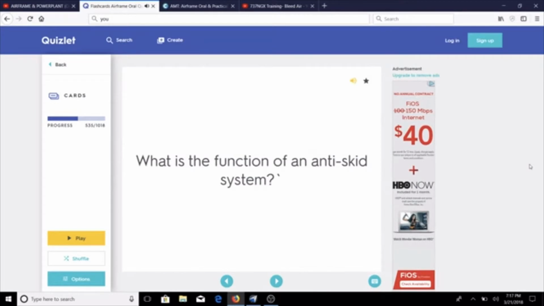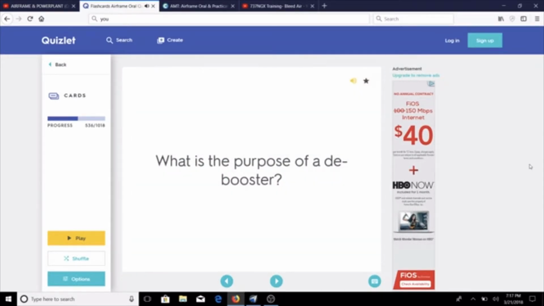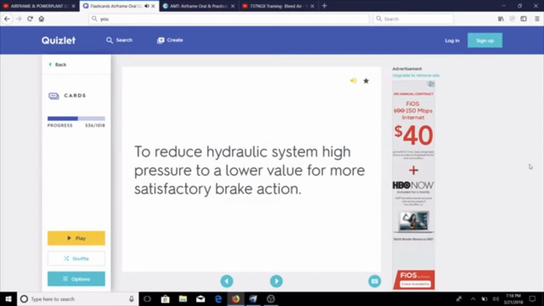What is the function of an anti-skid system? Anti-skid systems allow large aircraft to achieve maximum braking effectiveness without allowing wheels to skid or lock. What is the purpose of a debooster? To reduce hydraulic system high pressure to a lower value for more satisfactory brake action.